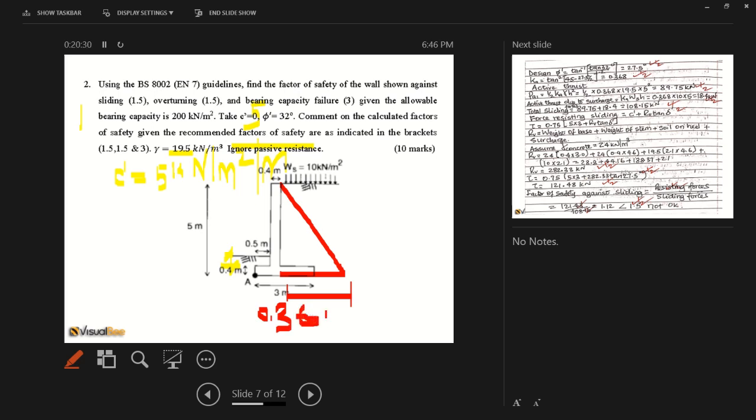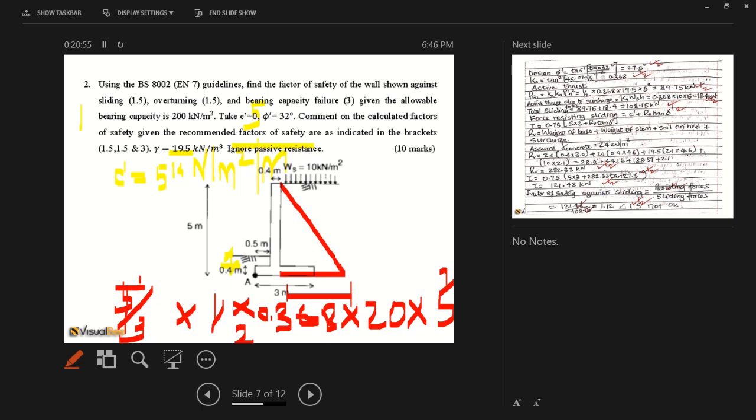0.368 times 20 times 5. Again, if you want to find the area or the force, it is a half, the base times the height, so that makes this squared. It should be very easy. If you want to find the moment, you multiply this value by 5/3, but for now we only want to find the force, so this is about 89.75.